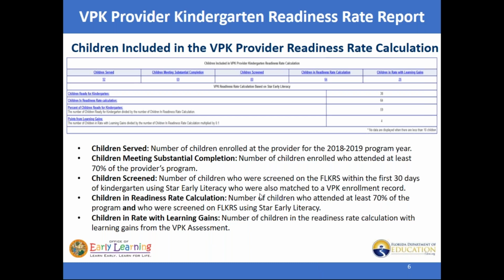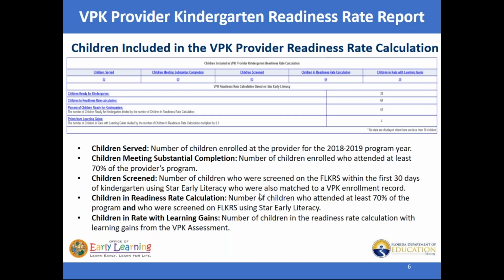Okay, so to come up with this number, we have to know which children are going to be included in the readiness rate. So we need to know what children met substantial completion, that completed at least 70% of the program. And then we also need to look at the children that were screened on the kindergarten screening tool, the STAR Early Literacy. Between those two, each child who's going to be included in the readiness rate must have met substantial completion and must have been screened on the kindergarten screening and matched to that data. So that's why we get different numbers going across here, because as you go across, not all children that completed the program were screened, and likewise, not all children that were screened completed the program.